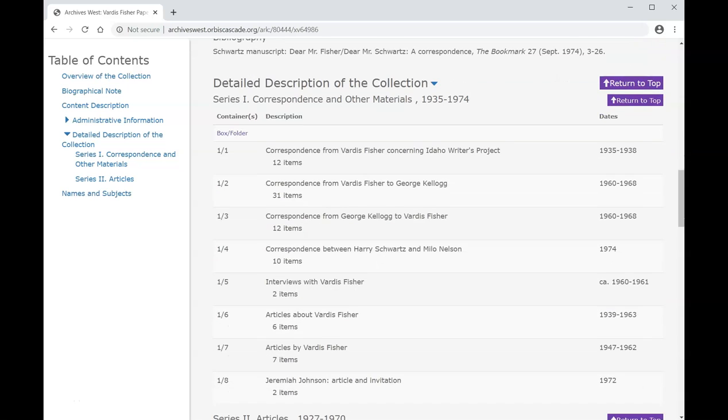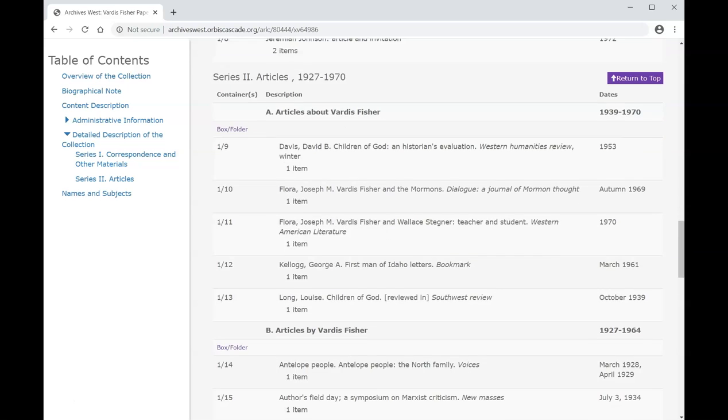Moving on from the administrative information about the collection, we have a detailed description of the collection. This often begins with a series. A series is simply a subdivision of the collection where materials that are of a similar type or topic are listed together. In this collection, there are two series, correspondence and other materials, and articles. Notice that the series Articles has a further subdivision known as a subseries. Subseries just further divide the materials. In this case, there are articles written about Vardis-Fisher and articles written by Vardis-Fisher.